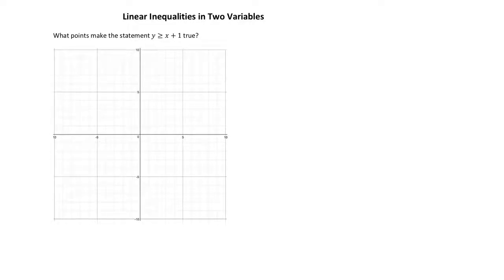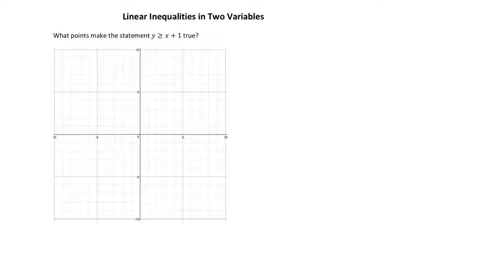A linear inequality in two variables is something like this: y is greater than or equal to x plus 1. What we're asked to find is all of the points in the xy plane that make this a true statement. One way you could start is by choosing a point at random, plugging it in, and seeing if it works.